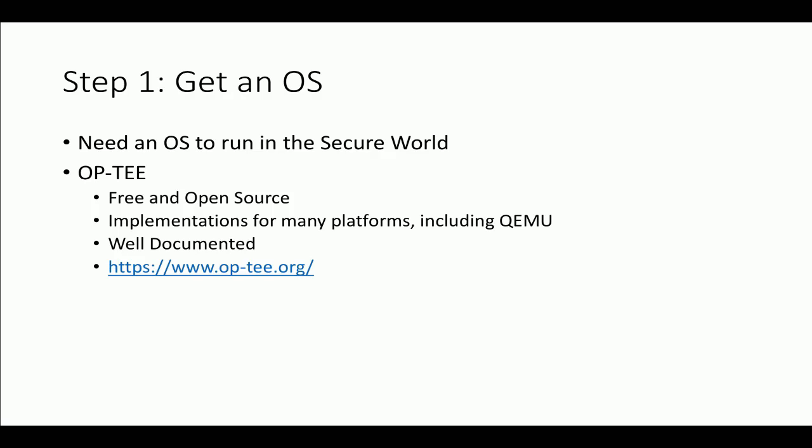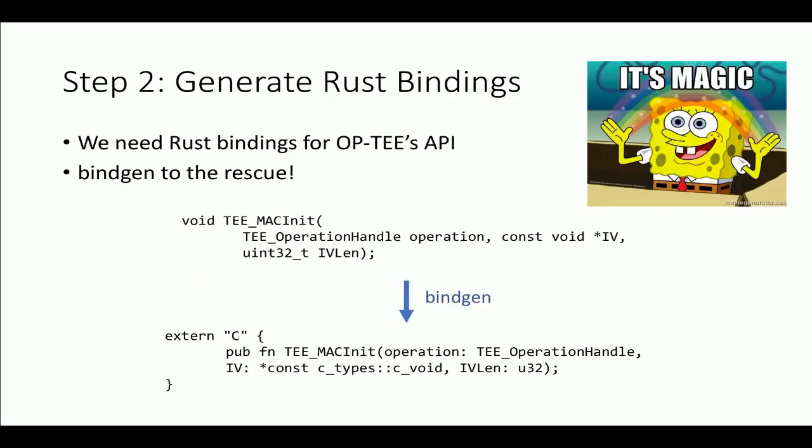It also runs in QEMU, which is nice because plugging a Raspberry Pi into a projector is not a great idea. It's well documented. It actually has public documentation, which is saying a lot. And it's got a website. So the first step here was finding an OS that would work. This one seemed to make sense because it's free, it's documented, I can use it and show you. So that was step one.